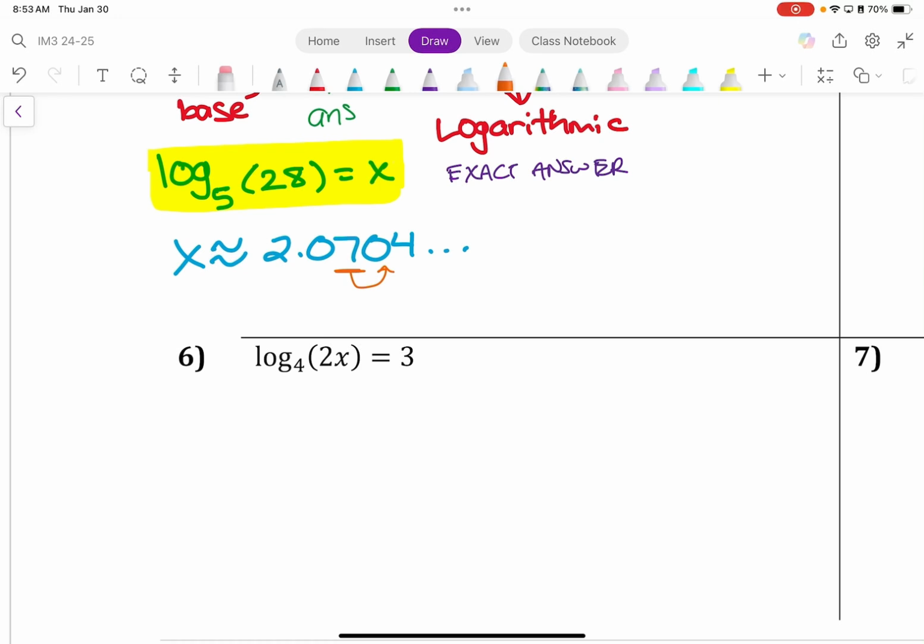Now look, I just pointed to it. The number after the 7 is a what? 0. Is 0 bigger than 5? No. 0 is less than 5. So we're going to drop all the numbers after the 7. This is what your solution will look like. You will get x is approximately equal to 2.07. This is your approximate answer.